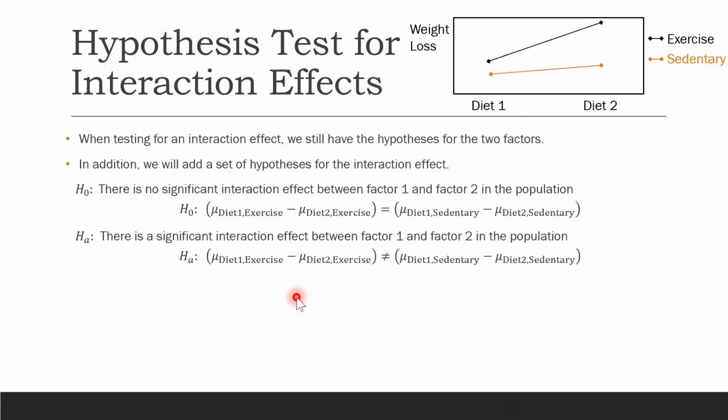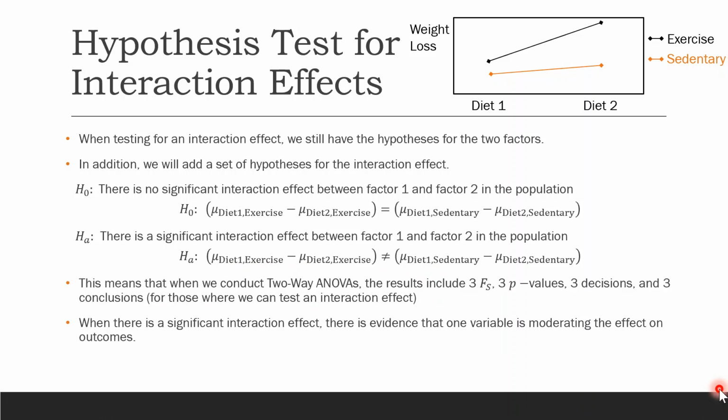Now, this means that when we conduct two-way ANOVAs, we now have three F-statistics, three p-values, three decisions, and three conclusions, for any of the examples where we do have replications in each of the combinations of groups. And when there is a significant interaction, there is some evidence that one variable is moderating the effect on the outcomes.